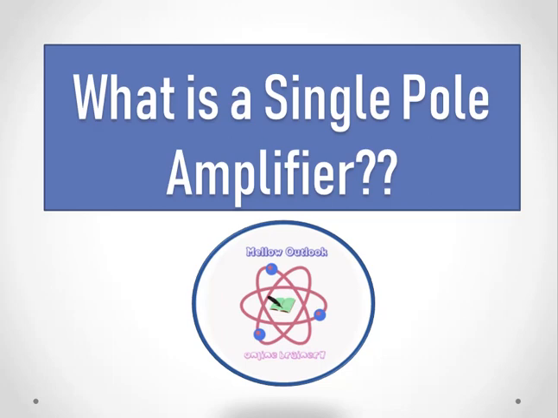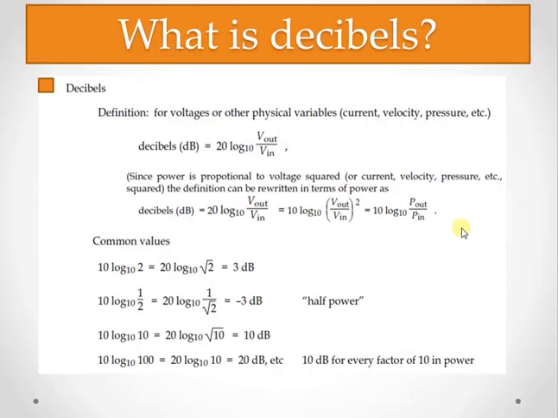So before getting into what is a single pole or a two pole frequency response, let us understand what is a decibel. A decibel by definition is meant for voltage or any other physical variable, whether it is current, velocity or pressure, and it is given by 20 log10 Vout by Vin if we consider the voltage. And if we are going to measure power, we will be considering it in terms of 10 log. So this is the main change that you need to note when we compute the decibels.